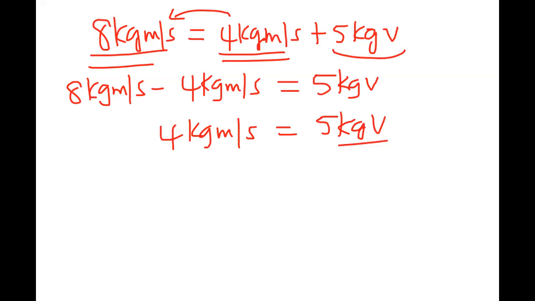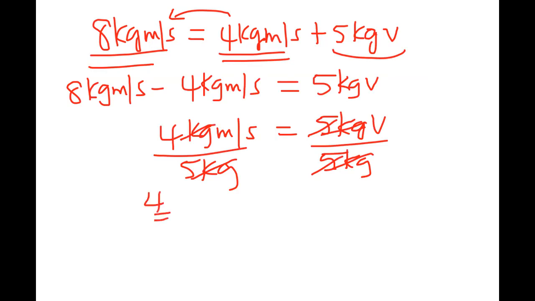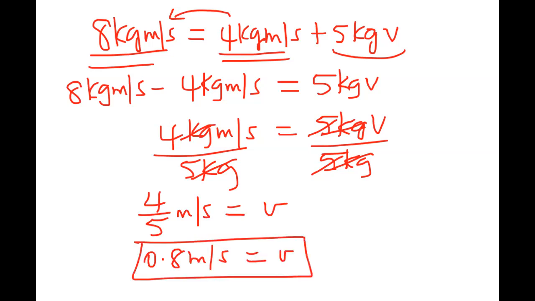Divide both sides by 5 kilograms to find V. A kilogram and a kilogram go, 5 and 5 go. So you end up with 4 over 5 of a meter per second. So 4 over 5 meters per second is equal to the velocity. And this is actually 0.8 meters per second, the velocity that we are looking for. All right, so that's how we solve this problem. Let's take a look at the second problem.